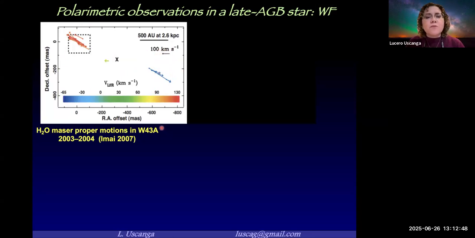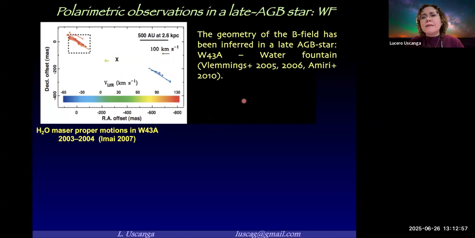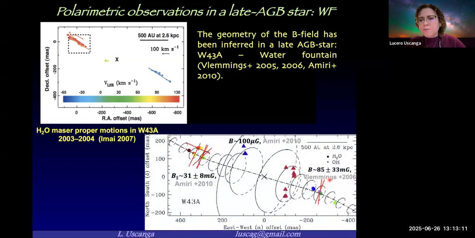This is the first water fountain source that was discovered long ago. It was also the first water fountain where the magnetic field was measured, and the geometry of the magnetic field was estimated, by Vlemmings and collaborators. These were the results. In this work of Vlemmings of 2006, they were able to measure the magnetic field strength in the water masers that are represented by the colored circles tracing the outflow that you can see in the other plot.